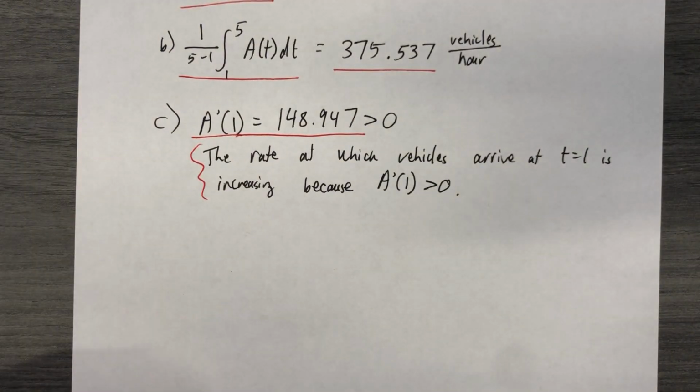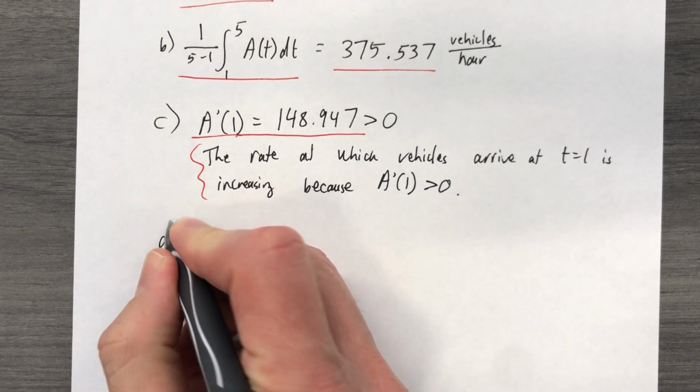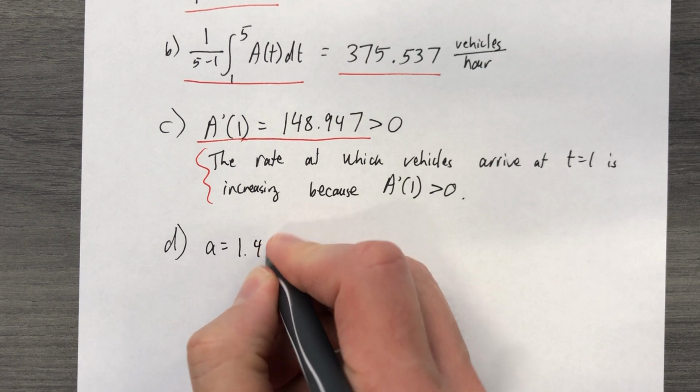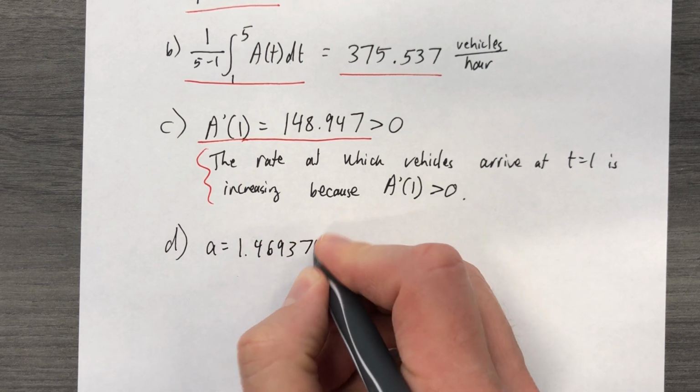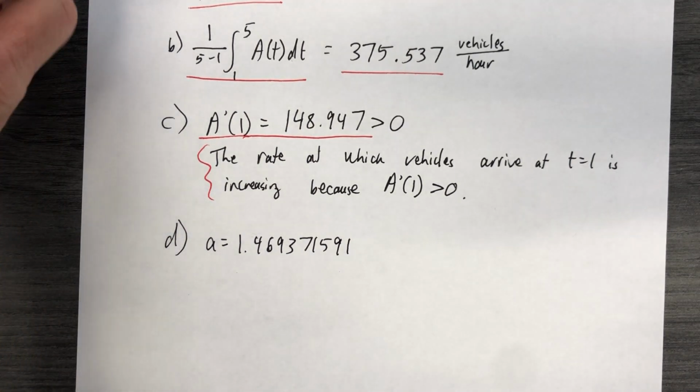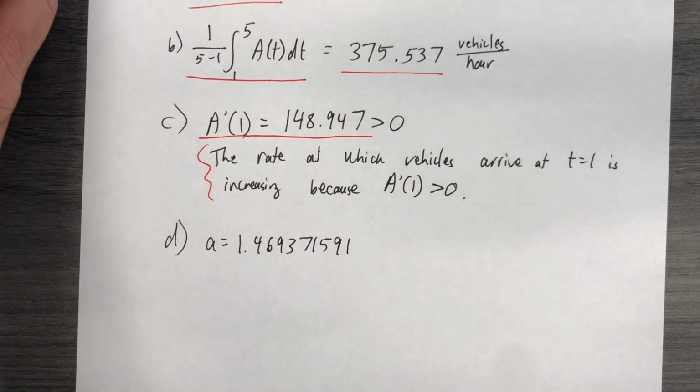Okay, let's jump back into part D. Here's the deal. I know what a is. It's 1.469. I'm going to write a whole bunch of digits just because I find it necessary, and that's the way my calculator has it. Now let's see what we're really dealing with. Let's make sure we understand.